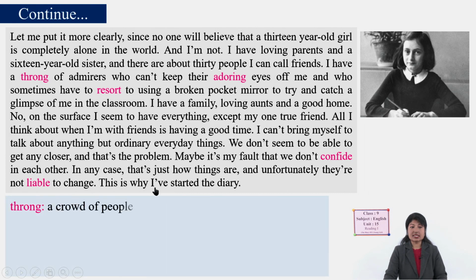Let's continue to the next paragraph. It starts: let me put it more clearly, since no one will believe that a 13-year-old girl is completely alone in the world. And I'm not. I have loving parents and a 16-year-old sister. Okay, she talks about her family in this paragraph, who is in her family, her 16-year-old sister, and there are about 30 people I can call friends.